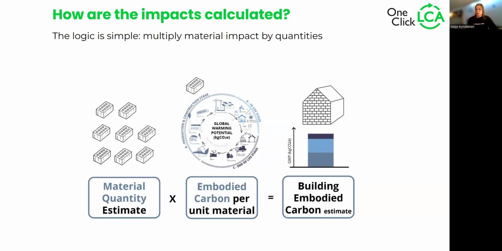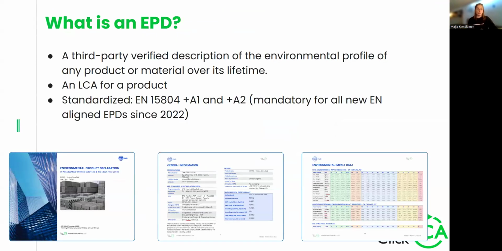But how do we know what emission factor to use? For this, we of course need environmental data. And here we come to the term EPD. EPD stands for environmental product declaration, and this is a document that holds a life cycle assessment for a material, so for a single product, basically. EPDs are externally verified and standardized descriptions of the environmental profile of any product or material over its life cycle. They help to transparently communicate the product's environmental impact and provide a summary of cradle-to-grave emissions.